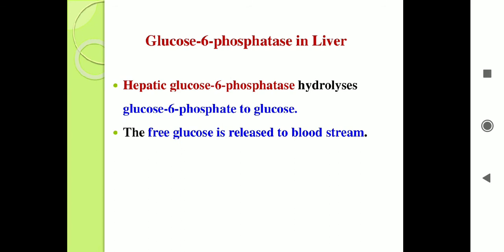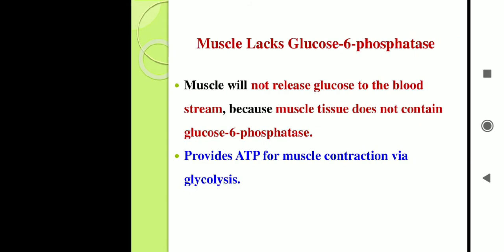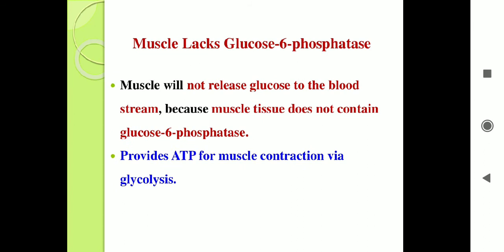So hepatic glucose 6-phosphatase hydrolyzes glucose 6-phosphate to glucose, meaning there is a conversion of glucose 6-phosphate to glucose by the enzyme glucose 6-phosphatase. Okay, and the free glucose is released to the bloodstream. Then muscle lacks the glucose 6-phosphatase enzyme, so muscle will not release glucose to the bloodstream, because muscle tissue does not contain glucose 6-phosphatase. So they provide ATP for muscle contraction via the glycolysis pathway, right?